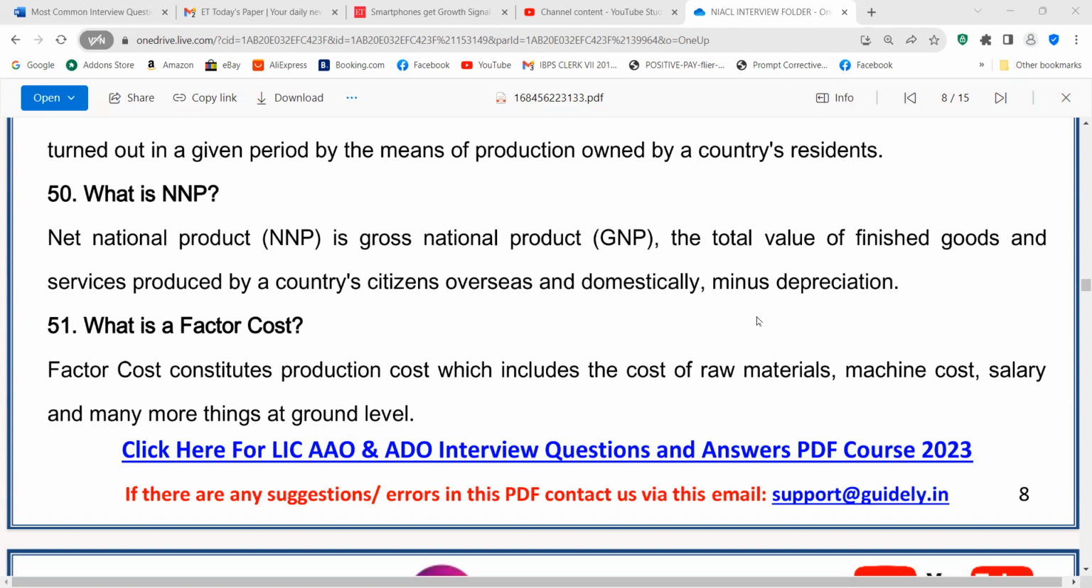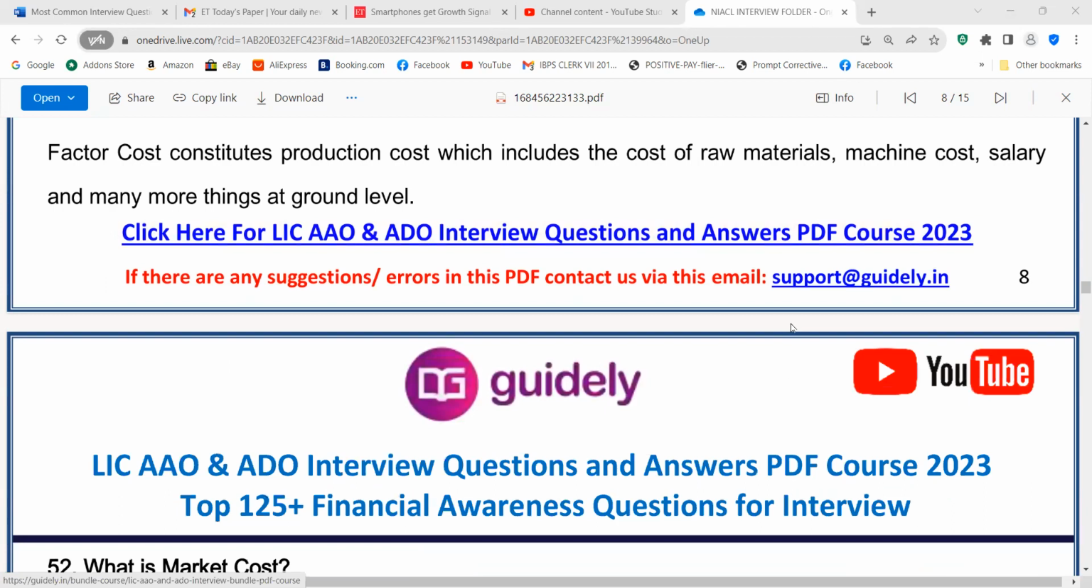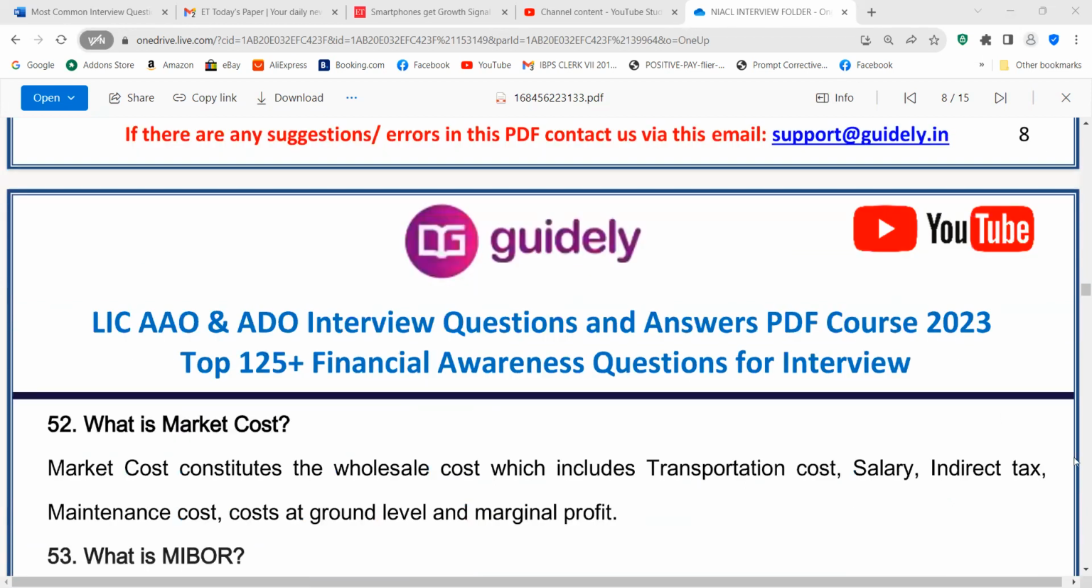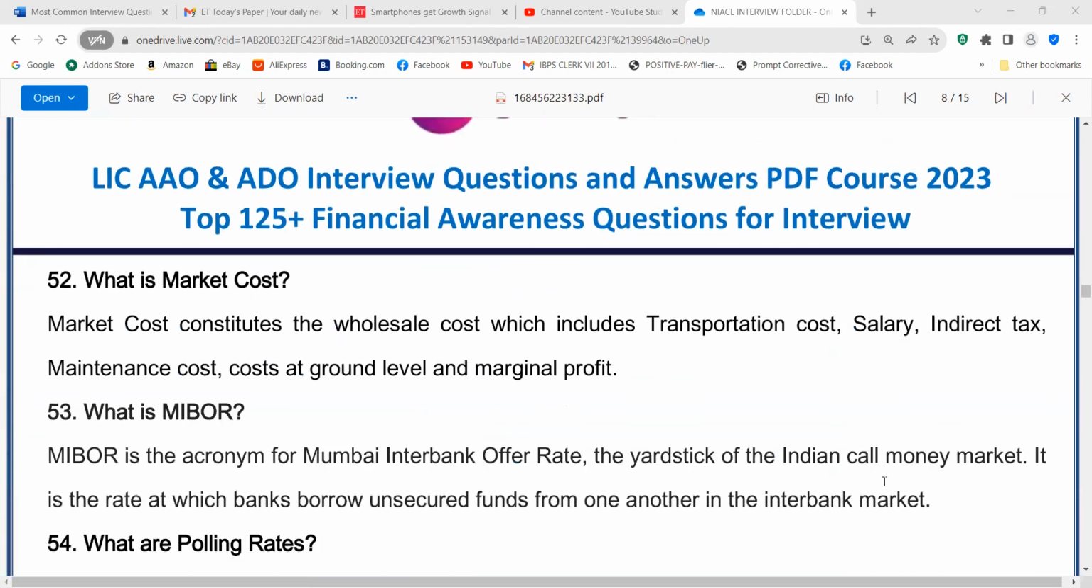51. What is a factor cost? Factor cost constitutes production cost, which includes the cost of raw materials, machine cost, salary, and many more things at ground level. 52. What is market cost? Market cost constitutes the wholesale cost, which includes transportation cost, salary, indirect cost, maintenance cost, cost at ground level, and marginal profit.